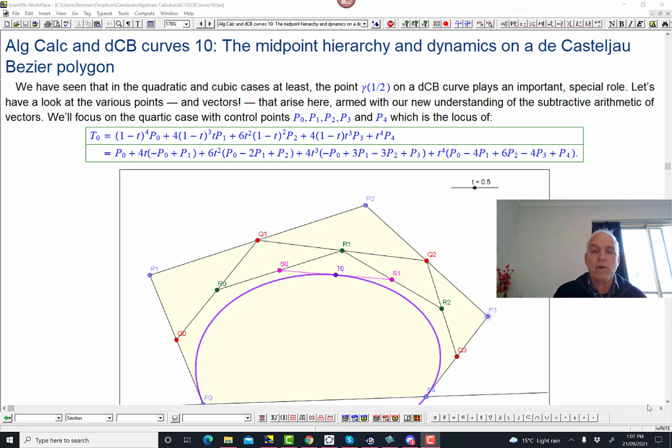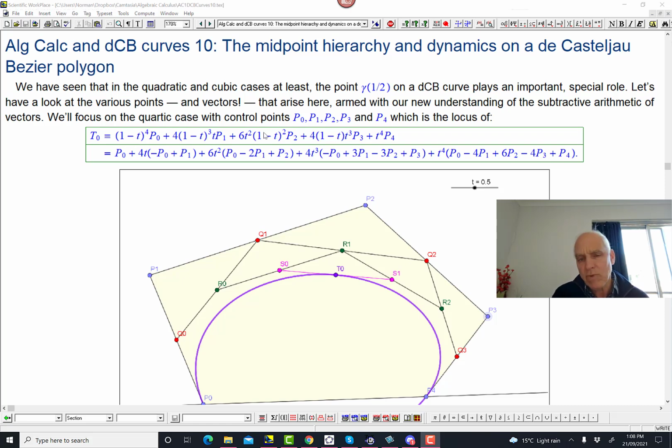So let's start by looking at our quartic Casteljau Bezier curve with control points P0, P1, P2, P3, and P4. So we have 5 control points. And it's algebraically given by the locus of this expression here. There's a point T0 determined by the 5 control points, and then we have this expression involving a combination of P0, P1, P2, P3, and P4. And here you see the degree 4 Bernstein polynomials, which have the coefficients 1, 4, 6, 4, 1, the binomial coefficients associated with 4, and also these powers of 1 minus t and t.